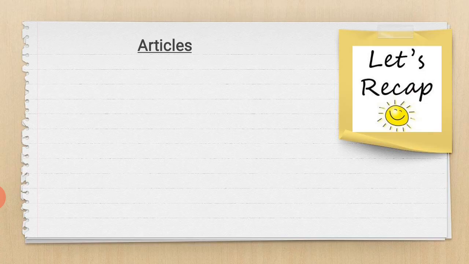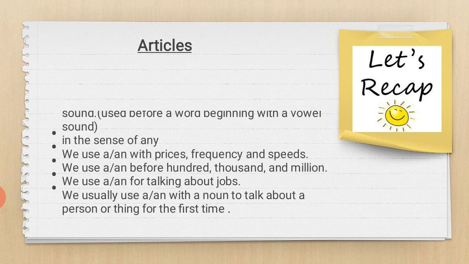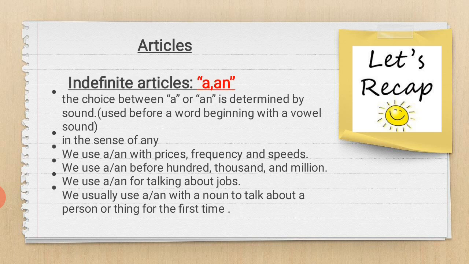Okay, now let's recap. Today we studied about articles. First, we studied about indefinite articles and what were they? A and an. The choice between a or an is determined by the initial sounds used before a word. If it's beginning with a vowel sound, an is used, and if it's beginning with a consonant sound, a is used.